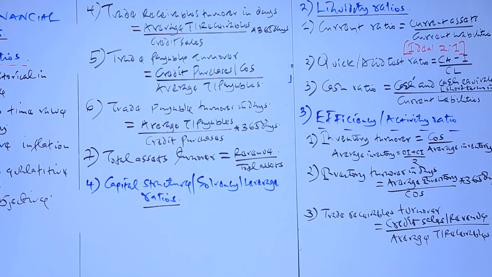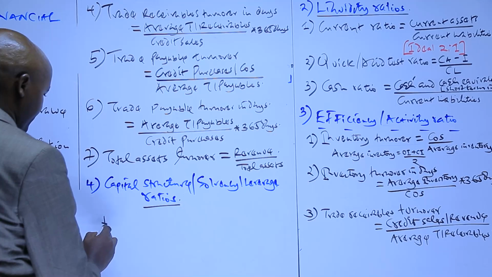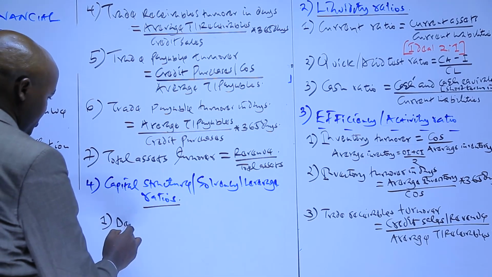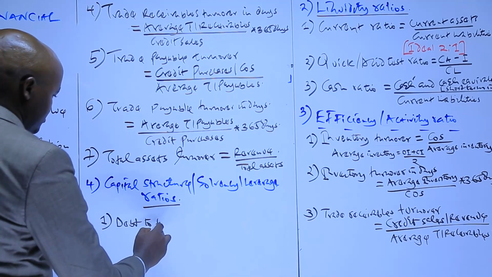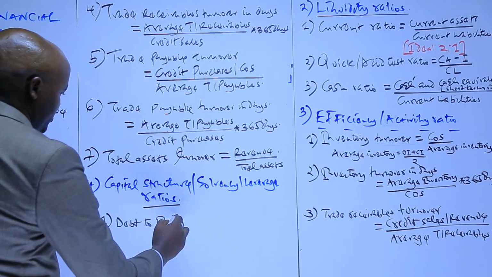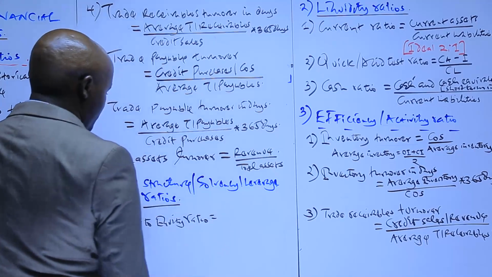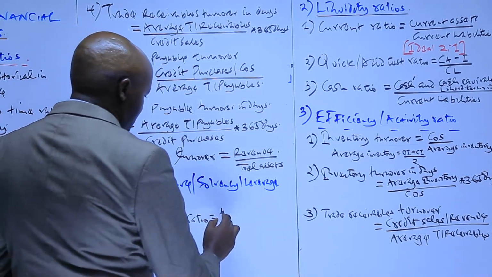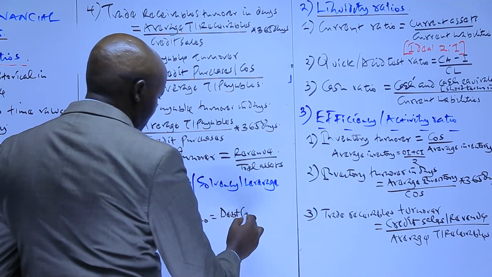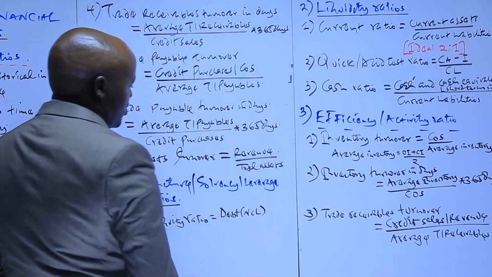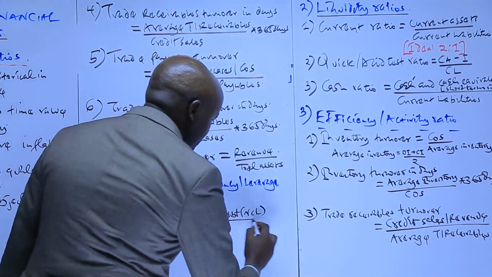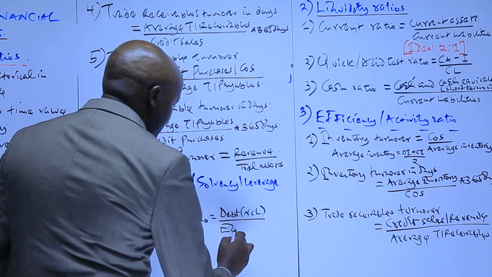These ratios, we have a number of them. Number 1, we have the debt to equity ratio. This one is computed by taking the debt. Debt is all non-current liabilities. We divide that by equity.